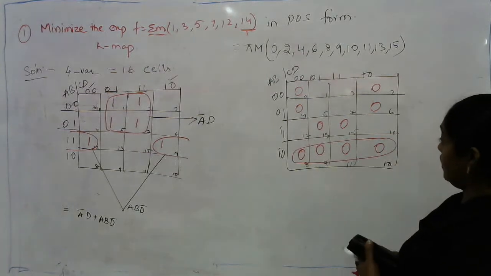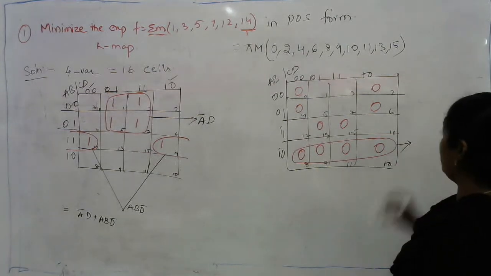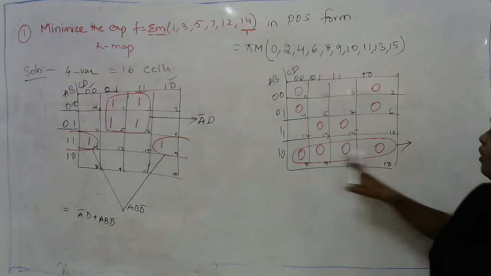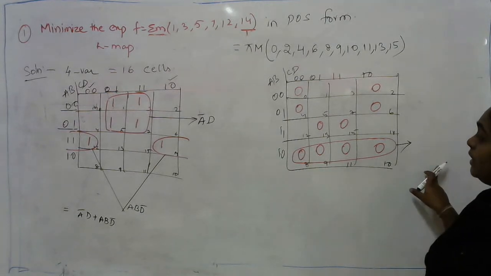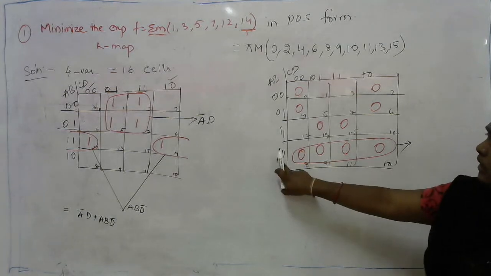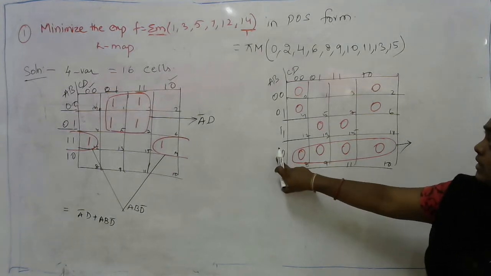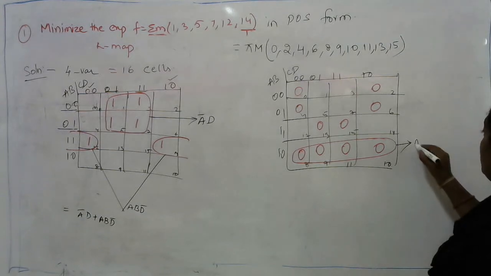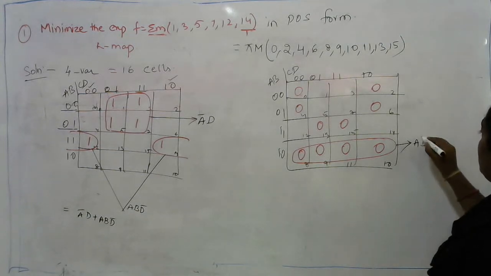After grouping, just write down the corresponding term immediately so that you won't have any confusion. Here, as all these 4 are present in the same row, that row is related to 1 0. 1 is related to the A variable, 0 is related to the B variable. So the corresponding term is A B bar.